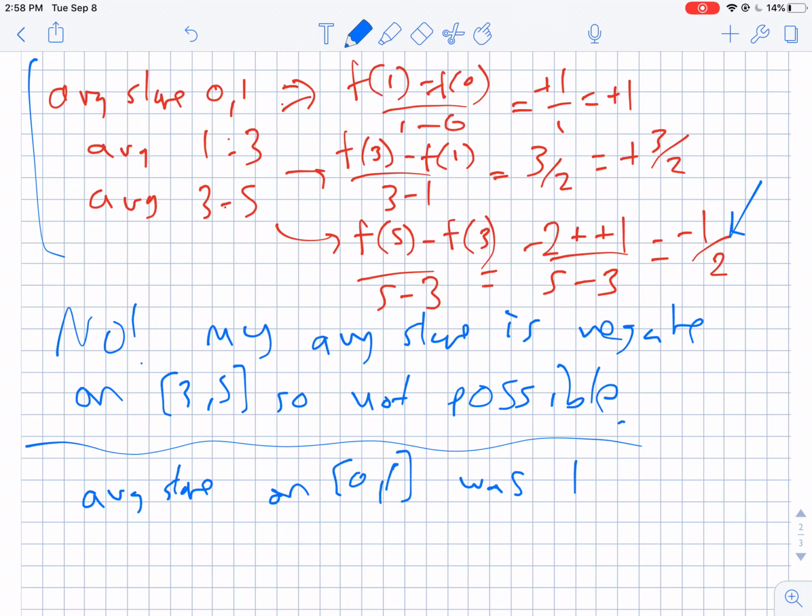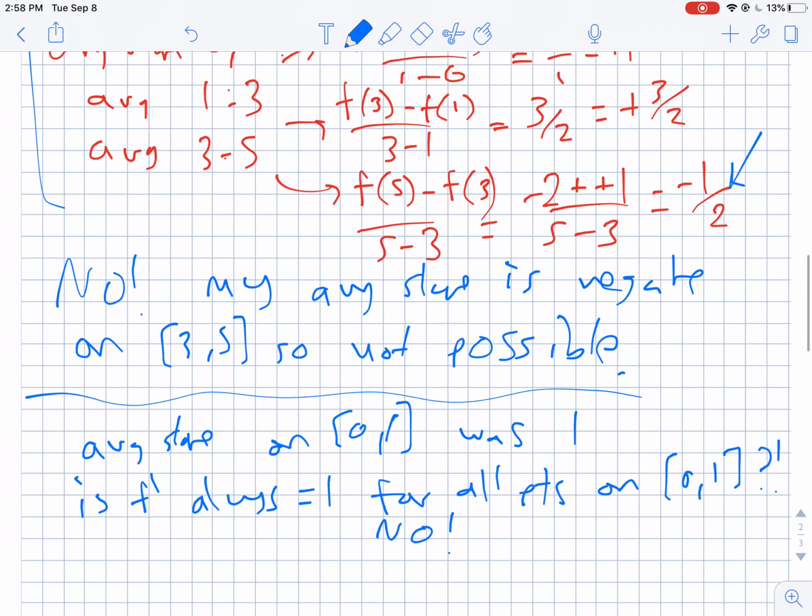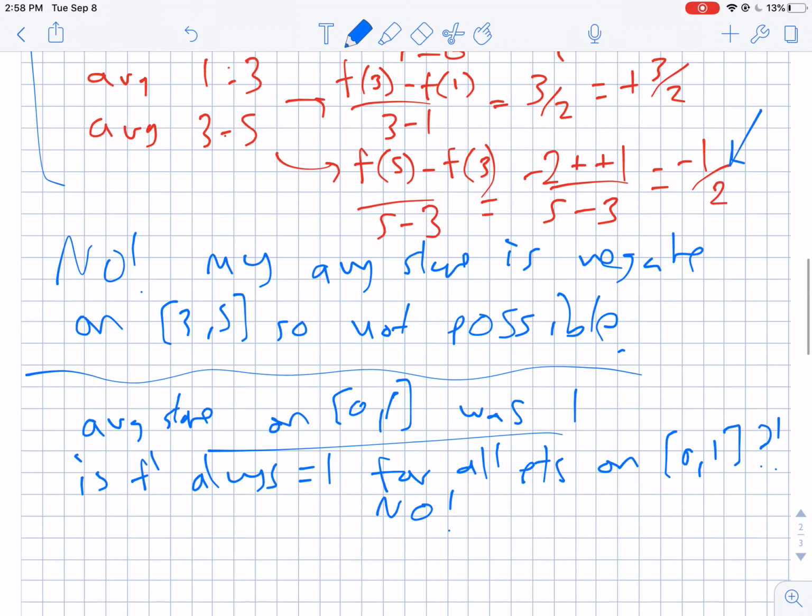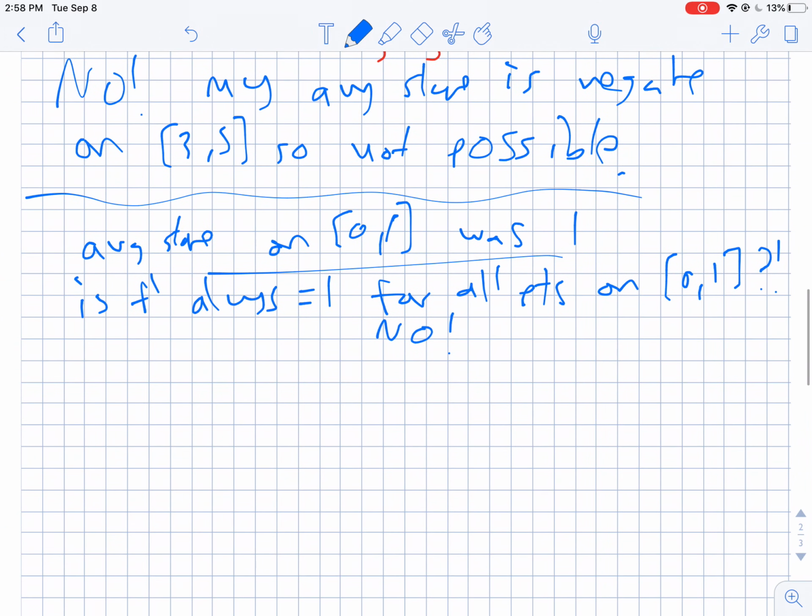Does that tell us anything at all about the slopes on the individual points between 0 to 1? Like, is f prime always 1 for all points on the interval 0 to 1? And of course, the answer to that is no. We don't want to make any assumptions about what's going on at those other points. All we know is the average slope is 1. It may not even be positive the whole time. It might be positive, then negative, then positive. We're not sure. Okay, so that's just something worth knowing about.